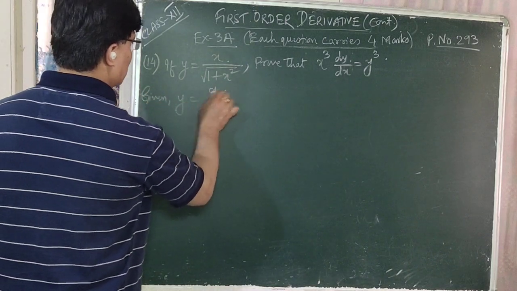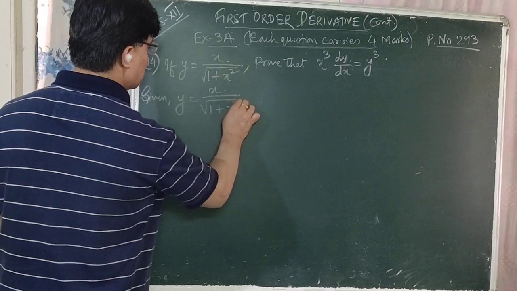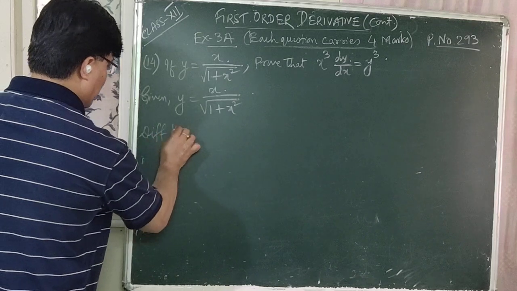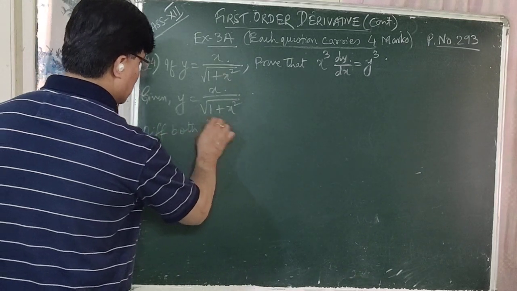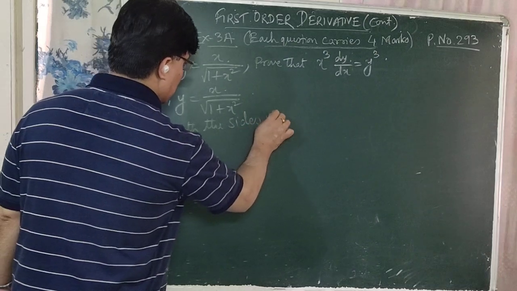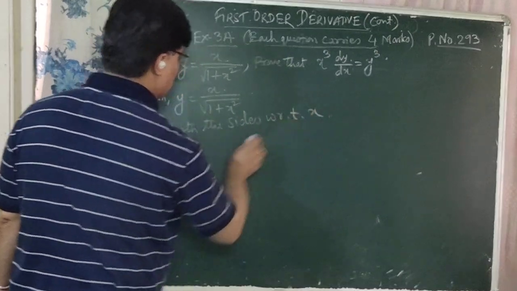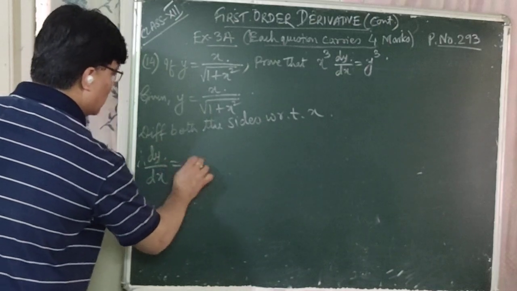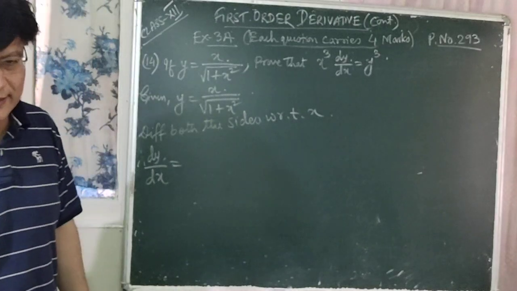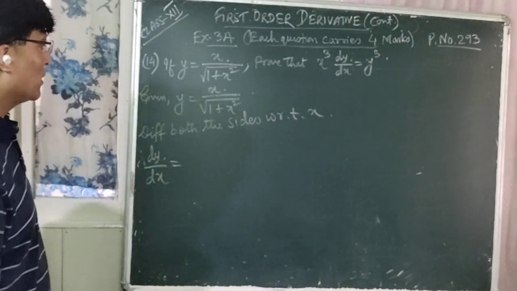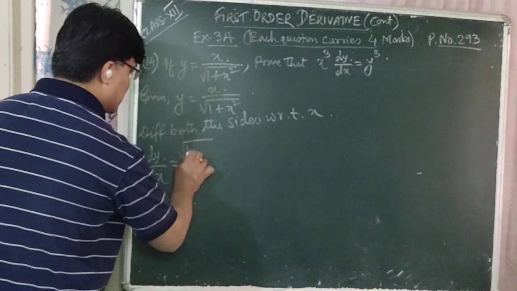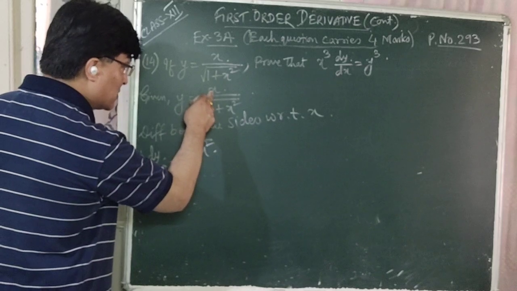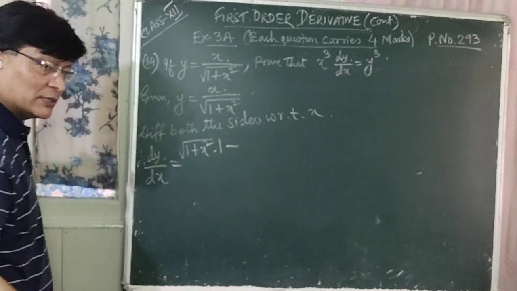So now here given is y is equal to x upon root over 1 plus x square, right? So let us differentiate it. Differentiating both the sides with respect to x, alright? So therefore dy by dx is equal to, which rule is used? U by v rule. You know that, isn't it? U by v rule or quotient rule. So now let us keep the denominator as it is in the numerator, root over 1 plus x square into, what is dy dx of x? That is 1 minus, is that clear?